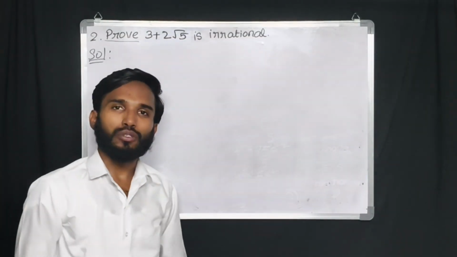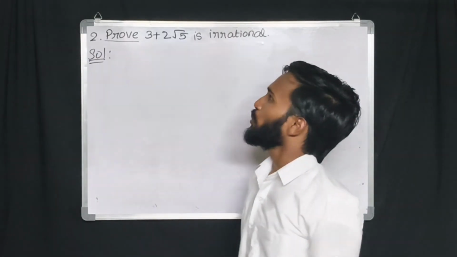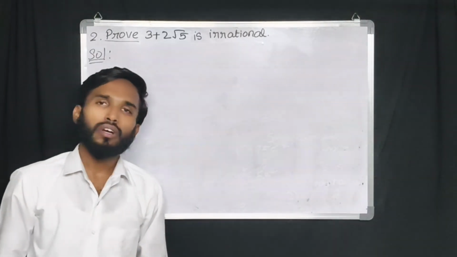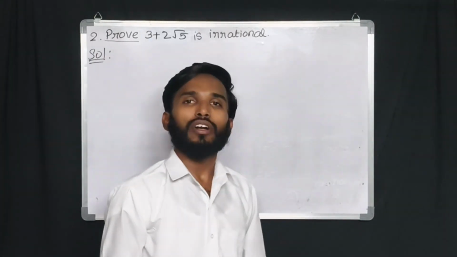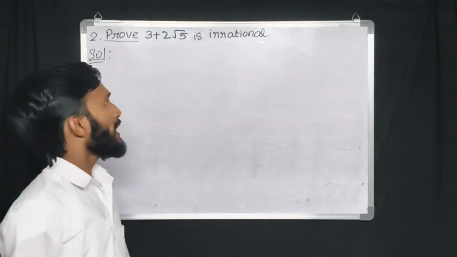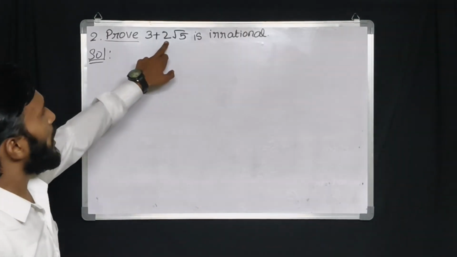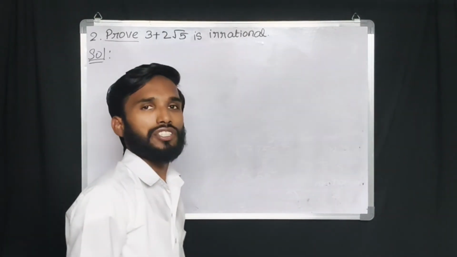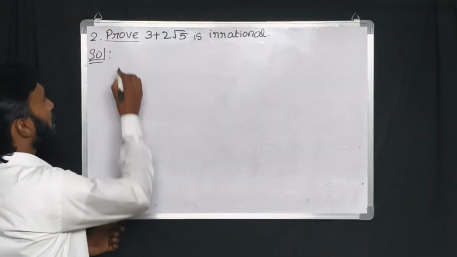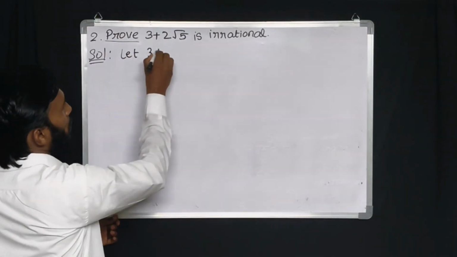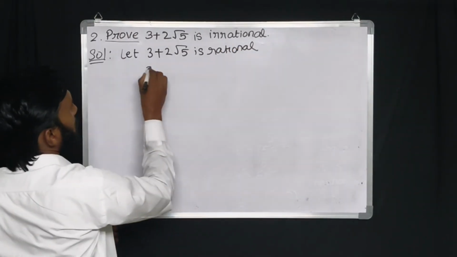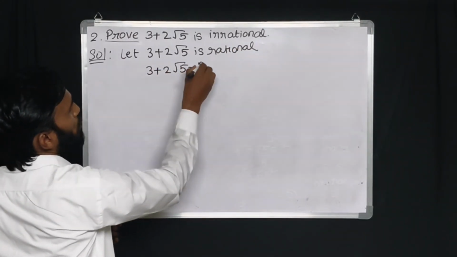Here is the next question of exercise 1.2: prove 3 plus 2 root 5 is irrational. As I said in the example problems before exercise 1.2, the addition, subtraction, multiplication or division of a non-zero rational and an irrational number is irrational. But here we have to prove it. So to prove 3 plus 2 root 5 is irrational, same as the previous sums, let us assume 3 plus 2 root 5 is rational.